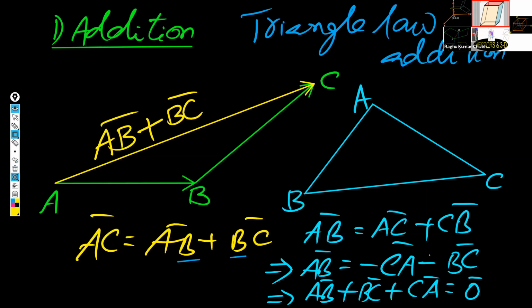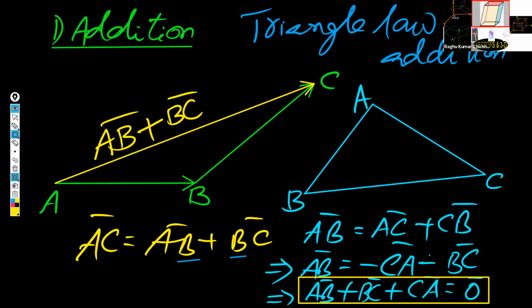So AB bar plus BC bar plus CA bar is equal to zero bar, which is the triangle law of addition when it is applied to a triangle. Now, what is that you have to observe in this case? I'd like to tell you like this.